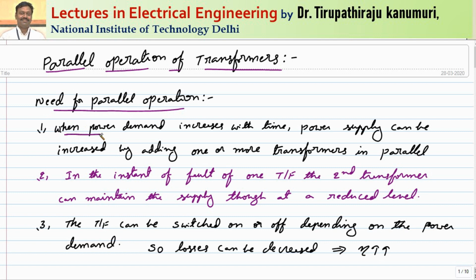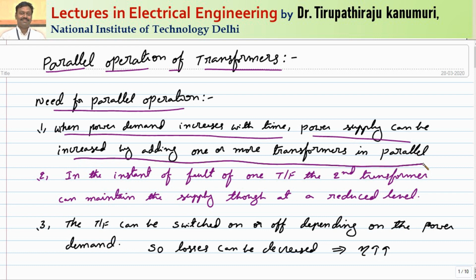When the power demand increases with time, because we know the loads will go on increasing in any area, if the limit crosses the capacity of your transformer, there are two options. Either you can replace the transformer with a higher capacity one, but in that case you have to throw away the existing transformer, which is a very costly affair. Or the second option is that the power supply can be increased by adding one or more extra transformers in parallel, because it is a cheaper and easier way to do it.